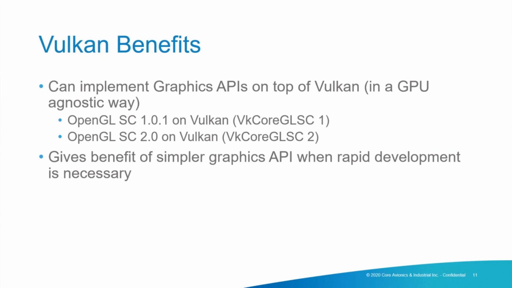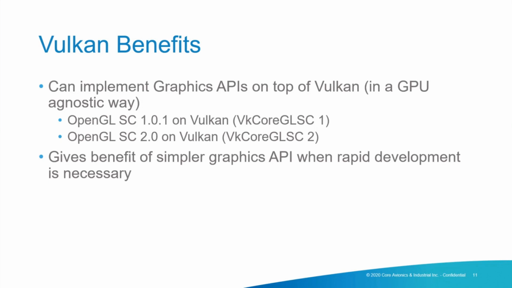So for example, OpenGL SC1 can be built on top of Vulkan, and we've actually done that with our VK Core GLSC1 product. And OpenGL SC2 can also be implemented in Vulkan, and we've done that with our VK Core GLSC2 product. So the key benefit with that is, if you've been listening to the presentation, Vulkan is a lot more complicated in how simple graphics operations are completed, since it exposes things at a much lower level.